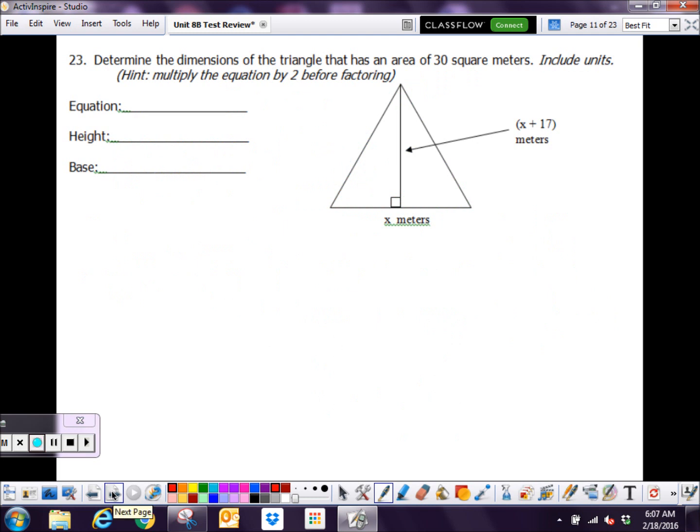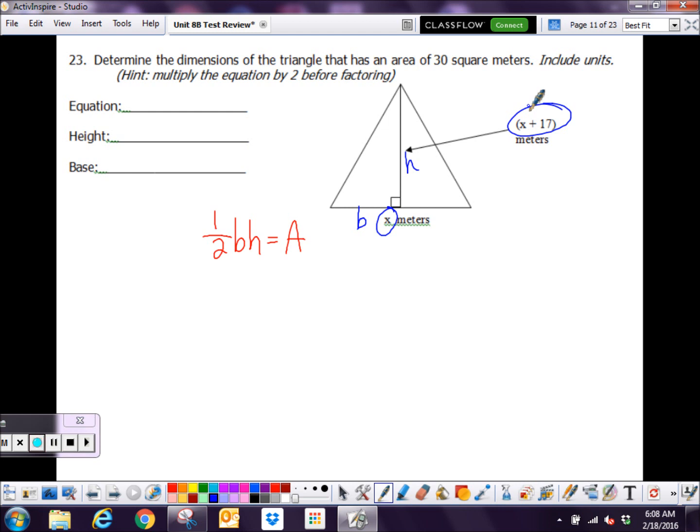23. Determine the dimensions of the triangle that has an area of 30 square meters. Include units. Hint: multiply the equation by 2 before factoring. All right, so here we go. We need to first know the formula for area of a triangle. Okay, so we have 1/2 base times height, that's equal to our area. Okay, and if you see here, we see that our base is x and our height is x plus 17.